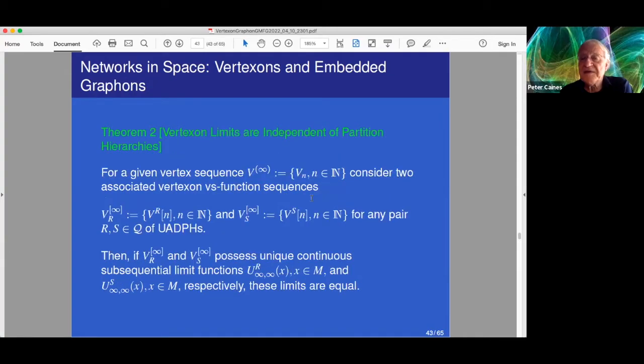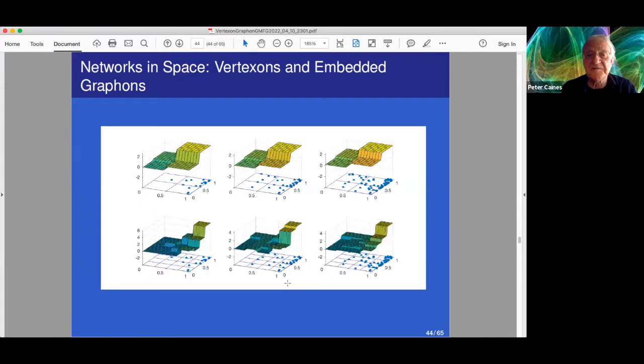Okay, so then when it comes to the family of uniformly asymptotically dense partition hierarchy members, if you've got an R and an S partition hierarchy and they have unique limits, then those limits must be the same. So in that sense, we're partition independent. And here's a picture again: more points, one level, more points, one level, take the limit on the right-hand end with infinite points, and it works for finite points as well, and then you get your limit vertexon.